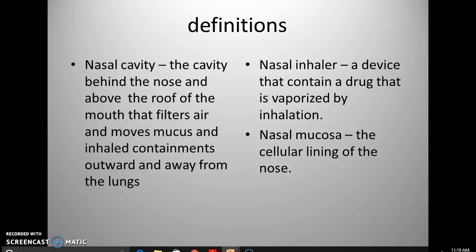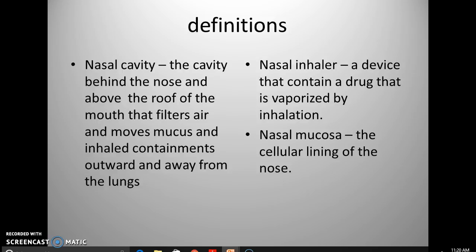So the nasal cavity is found behind the nose and the roof of the mouth. The nasal cavity allows for the filtering of air and the movement of mucus. Many times that mucus contains a lot of dust. Again, it protects and cleanses the air as it goes down the trachea into the lungs, moving mucus and inhaled contaminants outwards and away from the lungs.